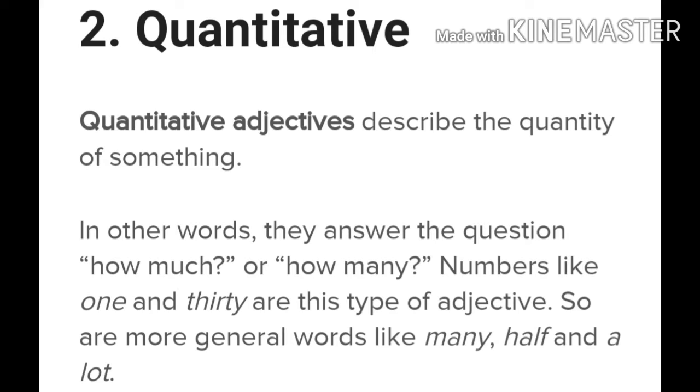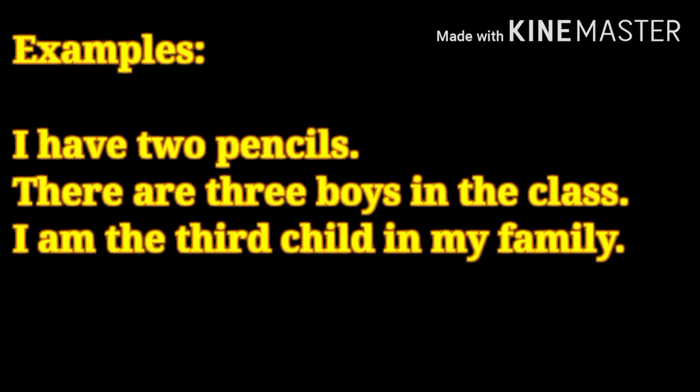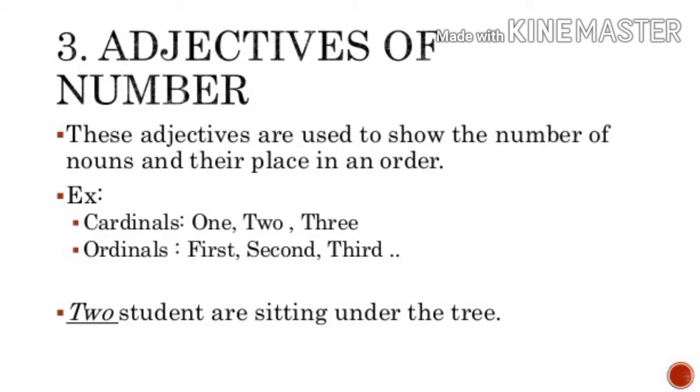Most commonly, whenever we are referring to numbers, like I have 2 pencils, there are 3 boys in the class, I am the 3rd child in my family. So these kinds of specific numbers or order of nouns. Order of nouns means first, second, third, fourth, fifth, like that. Order of nouns or the exact numbers come under the category of adjectives of number.